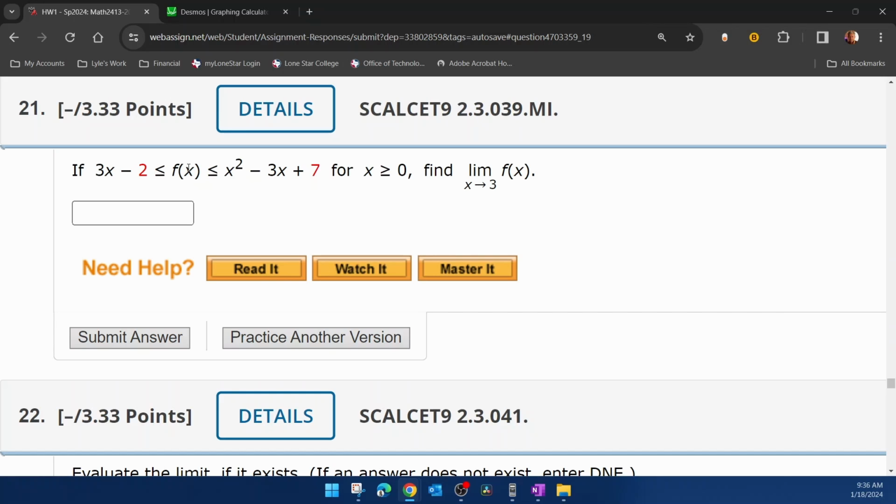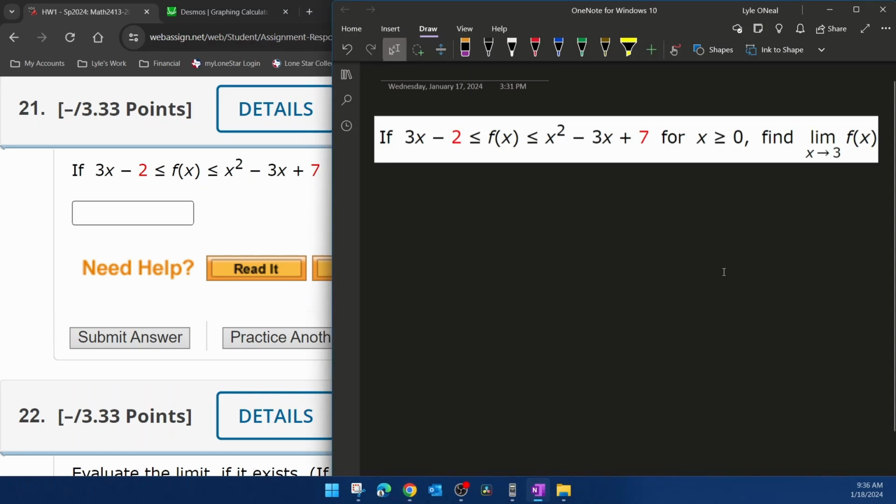Even though they don't tell me what the function is, they do tell me kind of what it's between. And it's important to note that it says that this is true when x is greater than or equal to 0. And so that does apply for the value that we're approaching because 3 is greater than or equal to 0. So let's see if I can explain what they're trying to say here.